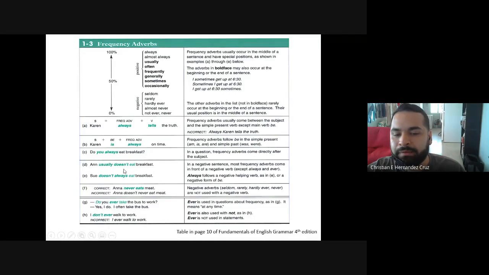D. Anne usually doesn't eat breakfast. This is a negative sentence. It's saying that Anne does not eat breakfast. That's why it's negative, because it's saying no. In a negative sentence, most frequency adverbs come in front of a negative verb. So we have the verb here, eat, and it's negative because it's saying she does not eat. And we have the frequency adverb usually.